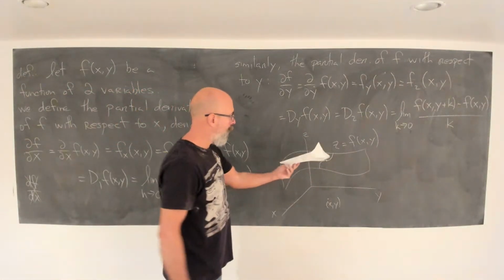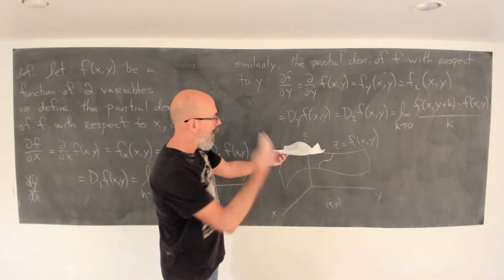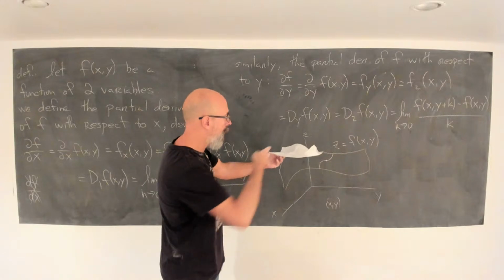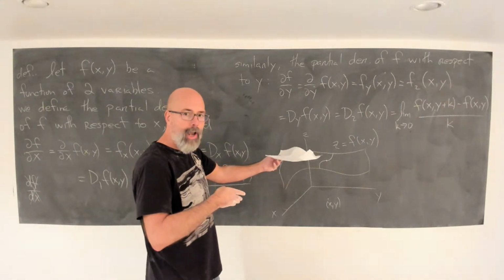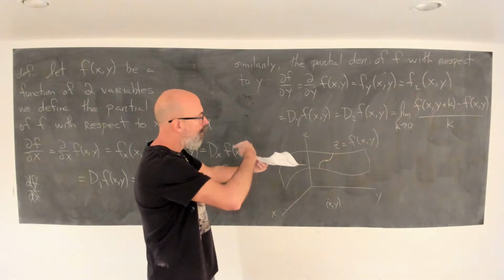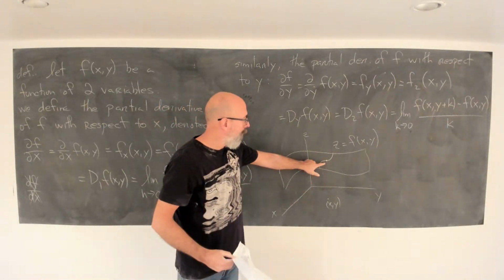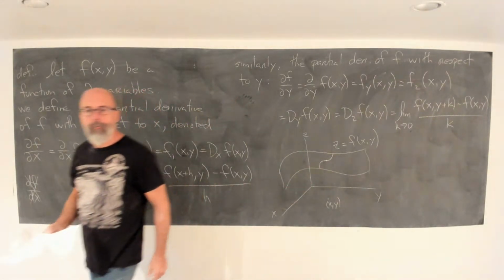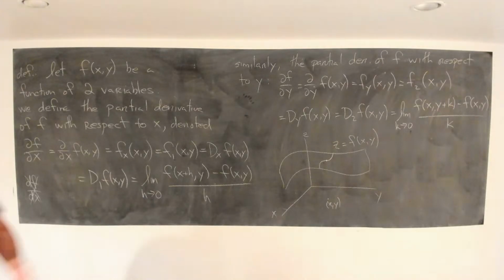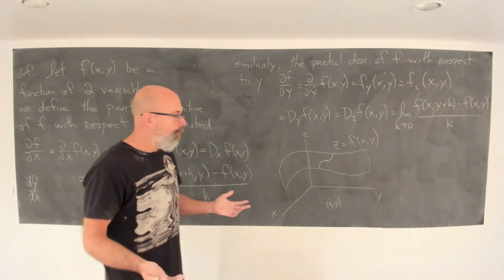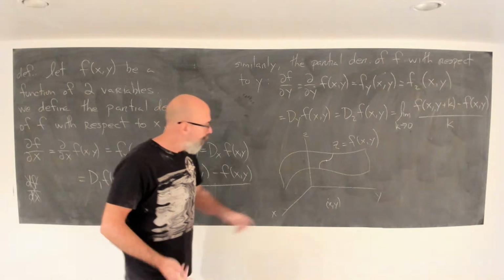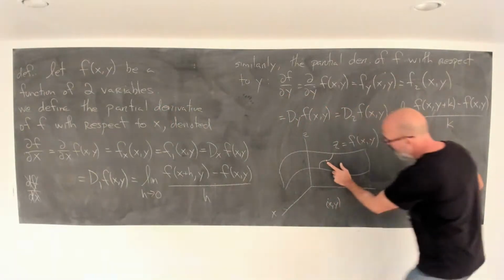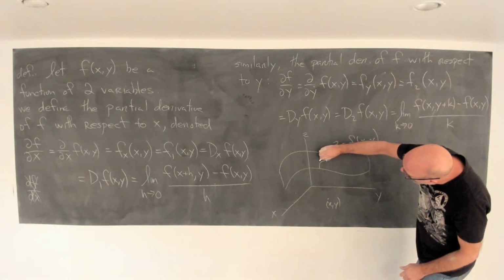You have this function hovering in 3D and slice it, cut it, parallel to the x-axis. What's going to happen? You're going to have an edge. You're going to have a curve on the edge. And now it's the regular 1D thing. We ask the question, what is the slope of the tangent line here?